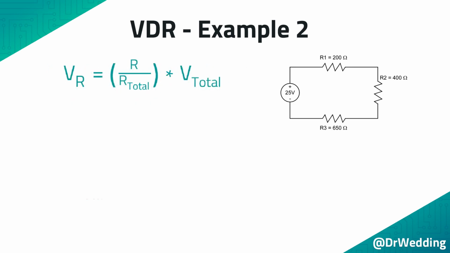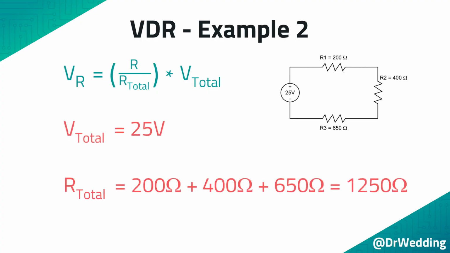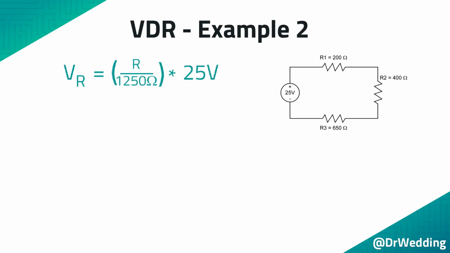Start by writing down the voltage divider rule. Find V total and R total. V total is the supply voltage, and in this circuit the value is 25 volts. R total is the sum of all the resistors. In this circuit, our total is 1,250 ohms. These values can be plugged into the voltage divider rule, and it will generate an equation that will be used to find the voltages across all three resistors.